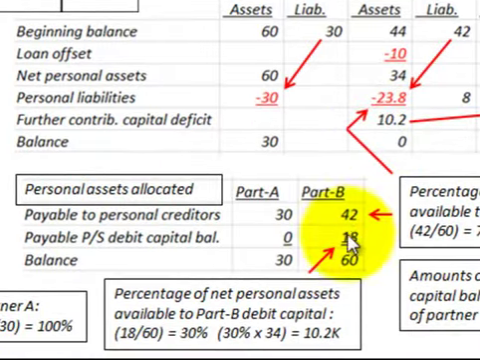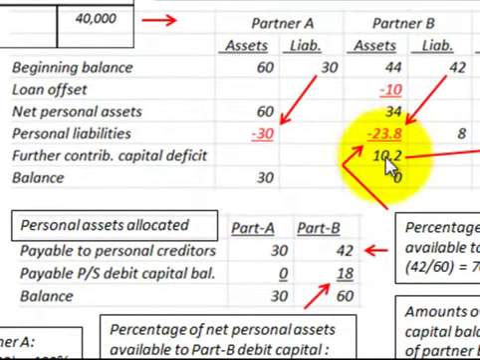Now we could go down here and look at another way of calculating that. We're looking at the $18,000 in the debit balance over the total amount of $60,000. So 18 over 60 gives us 30%. 30% times the net personal assets of $34,000 gives us $10,200. So we'd move up here, and that would be $10,200 that we could contribute to the capital deficit. And it would be the same as subtracting the $34,000 net personal assets less the personal liabilities that we allocated at $23,800. That would give us $10,200.